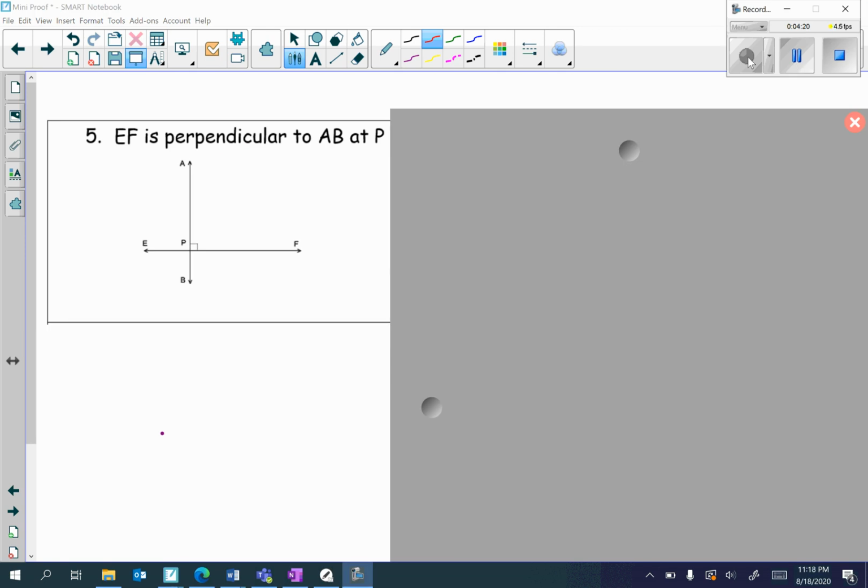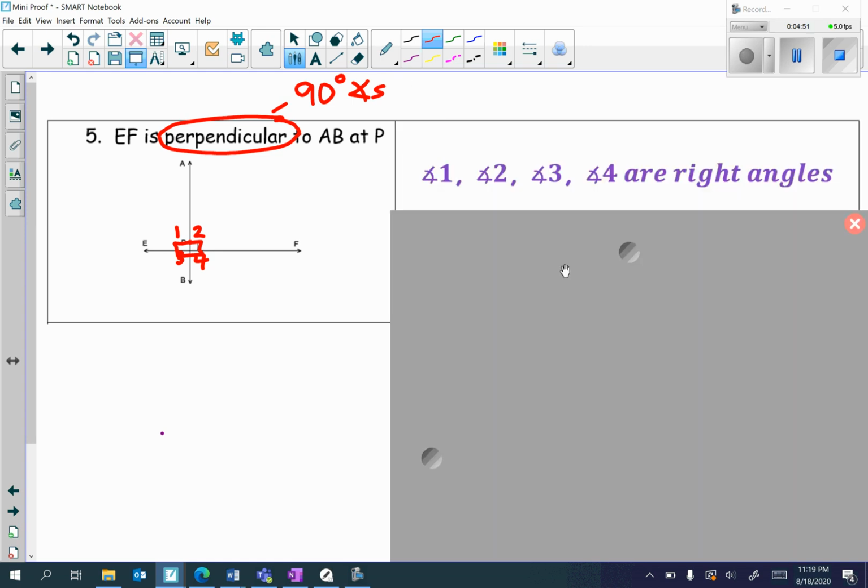Next, for number 5, EF is perpendicular to AB at P. So for this, I'm going to circle the keyword perpendicular. And remember, perpendicular means they create 90-degree angles. So for example, here I have the box, which means 90 degrees. And I'm going to label all of the angles that are 90 degrees with 1, 2, 3, and 4. So angles 1, 2, 3, and 4 are right angles, or 90-degree angles.